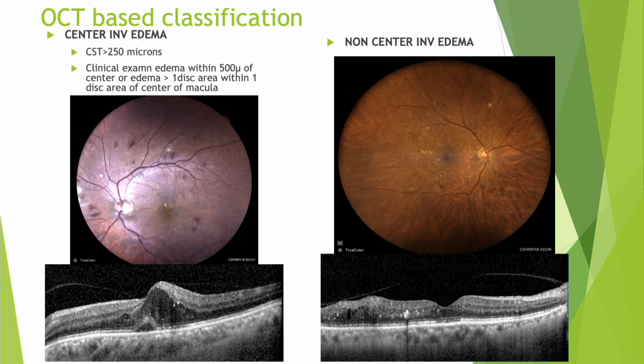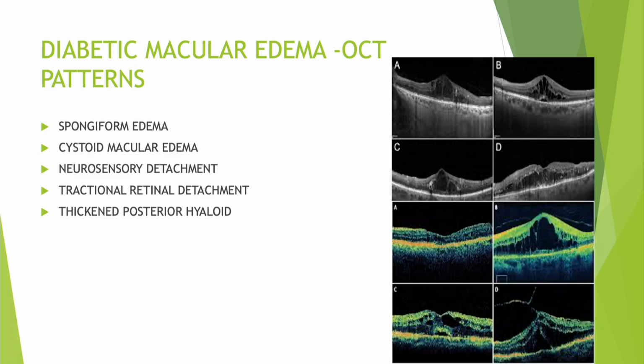So, what is a center involving edema? It is a central subfield thickness of 250 microns or edema within 500 microns of the center of the macula, or any edema more than one disc area within one disc diameter of the macula. So in other words, it's a blend of earlier clinically significant macular edema with OCT parameters. So in diabetic macular edema, you could have any of these patterns.